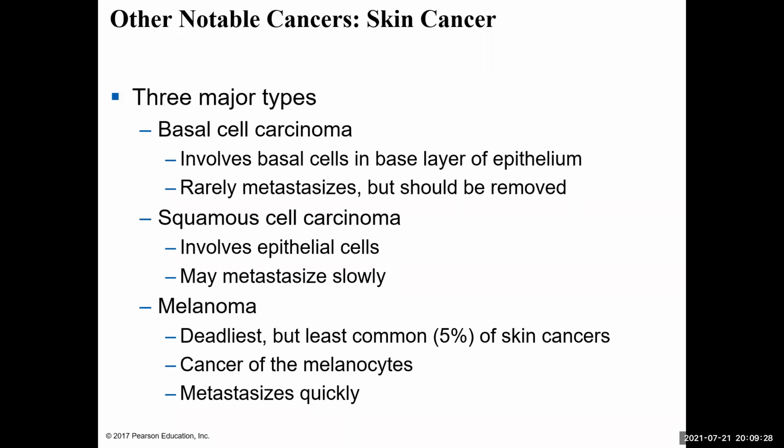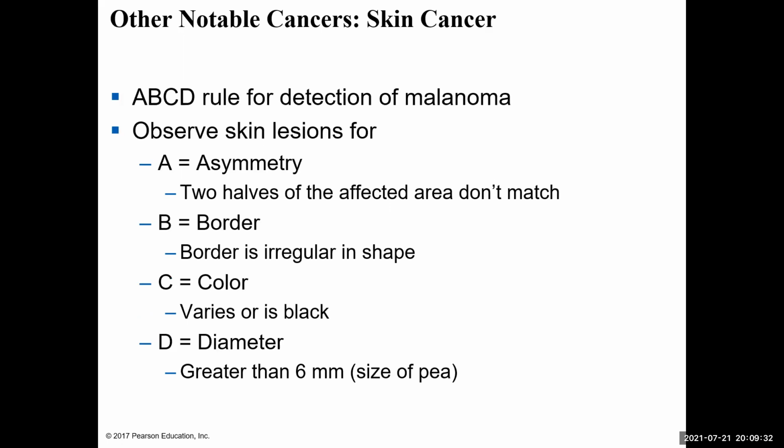Now, with looking at melanoma and trying to determine if you have it, you can do the ABCD method for examining and keeping an eye on your skin and whether or not you have the potential for melanoma. So we can look at the moles and lesions that exist on our skin and look for a couple of key characteristics. A stands for asymmetry, B stands for border, C stands for color, and D stands for diameter.